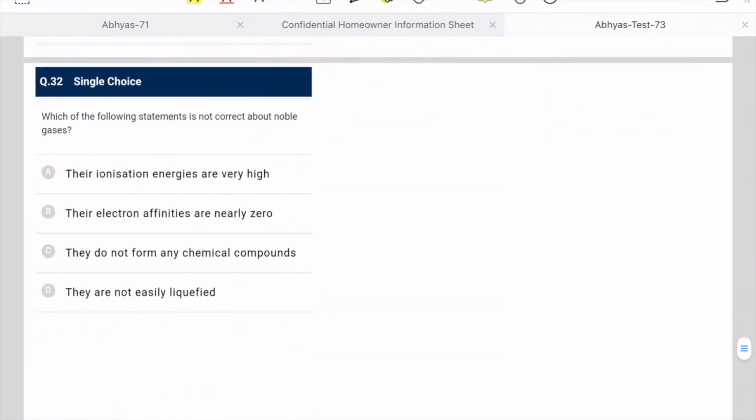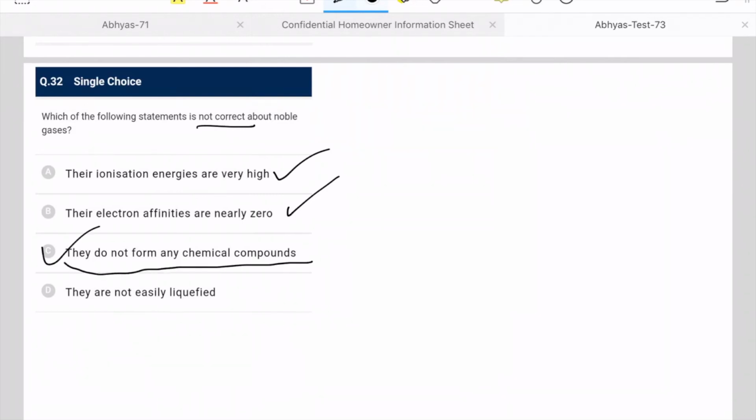Which of the following statements is not correct about the noble gases? Again, the question is from the noble gases, and it is asking for the incorrect statement. Their ionization energy is high, correct. The electron affinity is also correct. They do not form chemical compounds, may be correct. They are not easily liquefied. Out of these, this should be the appropriate one. They do not form any chemical compounds. So C is the correct option.